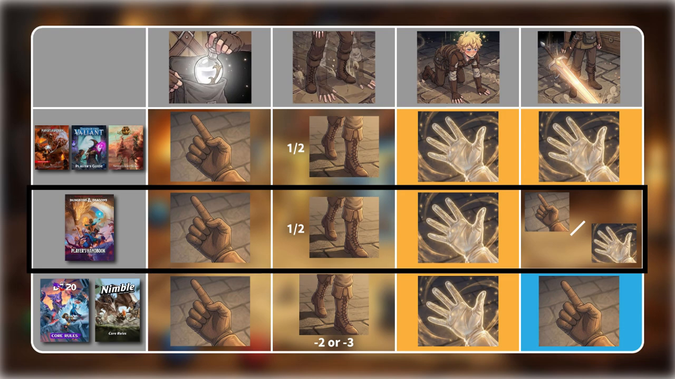Nimble is actually very similar here. In Nimble, dropping an item and swapping a weapon are both quasi-actions, but dropping an item is free once per turn, while swapping a weapon you have proficiency with is free once per round. Nimble clearly treats weapons and normal items differently when it comes to action costs.